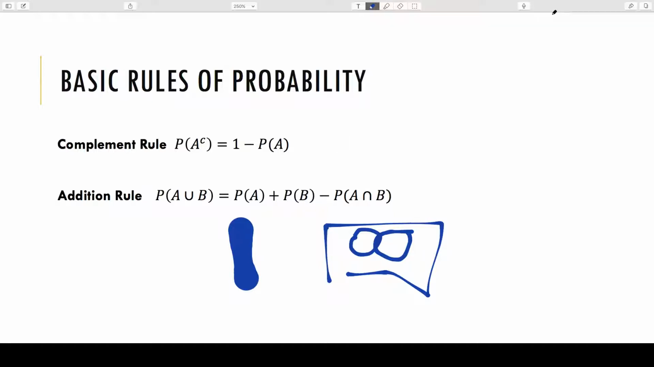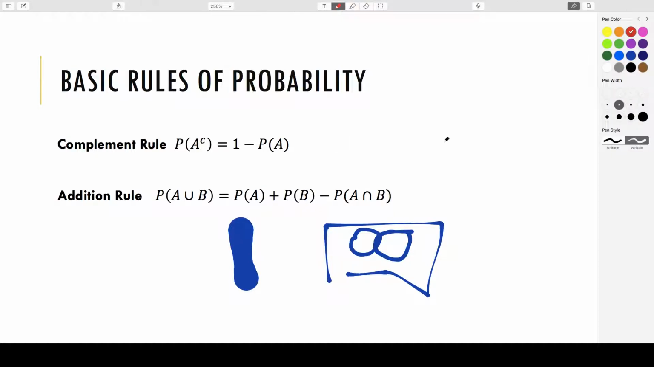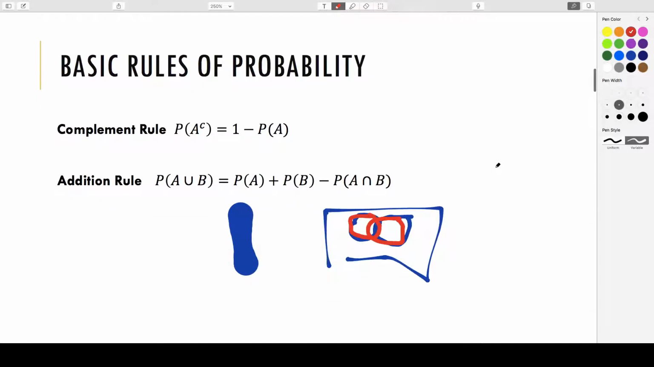So what is happening here is you do the probability of A, and then you do the probability of B, but what happened when I did that? You included the middle. Counted the middle twice, so I have to subtract it out. So A or B is A or B or both.